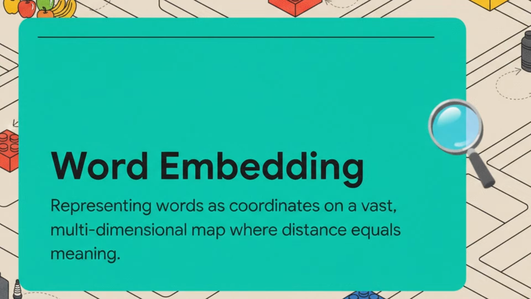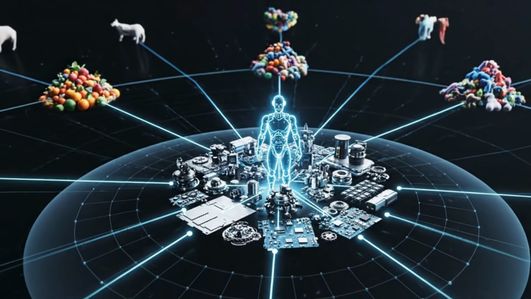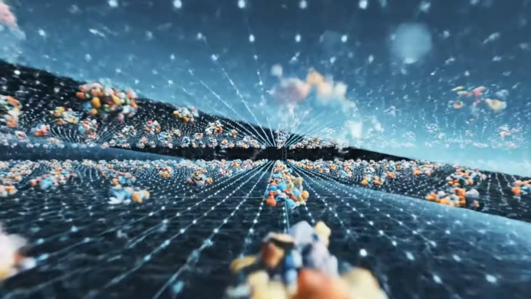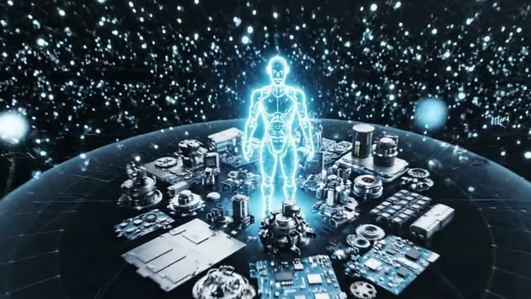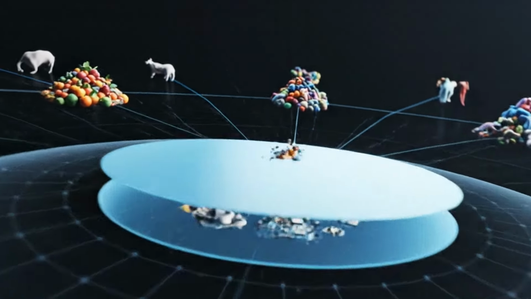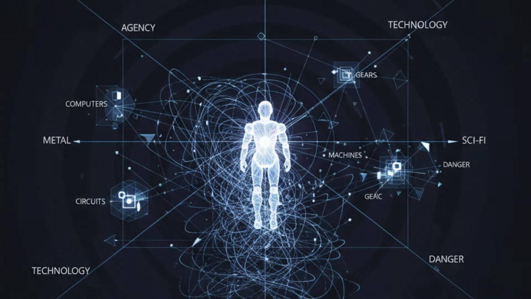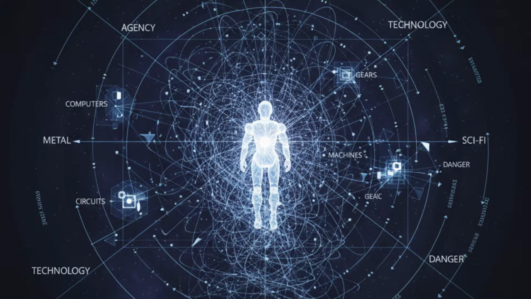You've got it. But here's the kicker. Uh-oh. This isn't a normal 3D grocery store with aisles and shelves. In a model like GPT-4, this store has thousands of dimensions. Thousands. I can barely visualize three. Nobody can. Our brains aren't built for it. But mathematically, it just means robot isn't on one shelf. It has a coordinate for machinery, a coordinate for agency, a coordinate for metal, for sci-fi, for danger.